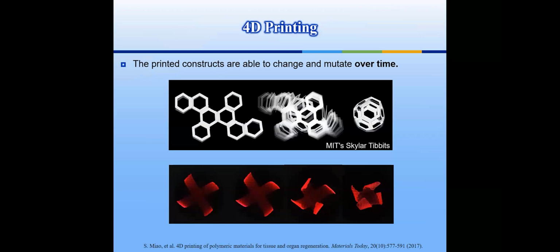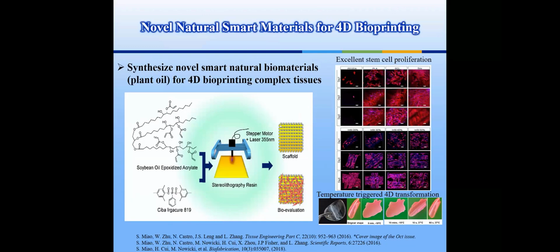Okay. For 4D printing, I think you are all experts in this field. I also heard so many exciting talks related to 4D printing. In my lab, we use several ways to realize 4D bioprinting. One way is we use some shape memory-based natural smart material for 4D bioprinting. We synthesized the material from plant oil. It's called soybean oil-based material, and we also use a stereolithography-based laser printing system to fabricate the constructs.